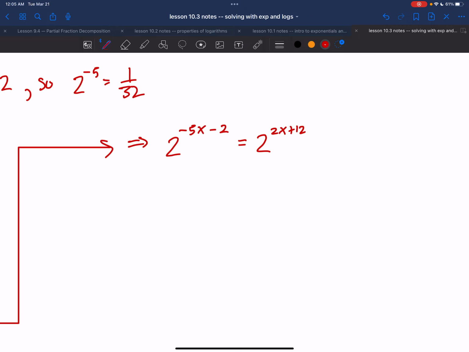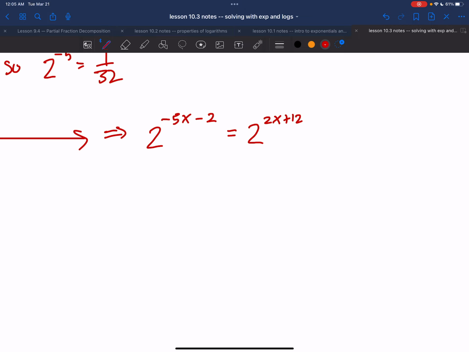All right. Now that the bases are the same, I say, therefore, negative 5x minus 2 equals 2x plus 12. And this is because of the same base rule. Okay, I don't even do parentheses. I'll just say by same base rule. I can make that conclusion.